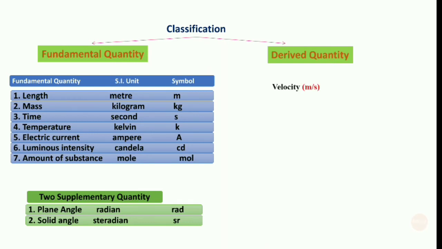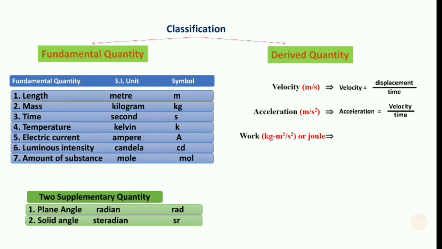Okay, now let's move towards derived quantities. If I consider velocity, its unit is meter per second. Velocity is nothing but displacement per unit time, that is displacement upon time. Second, acceleration, unit is meter per second squared. Formula: acceleration is equal to velocity upon time.